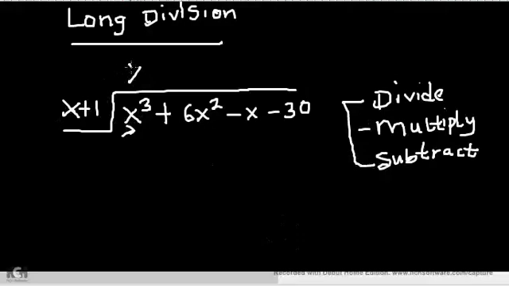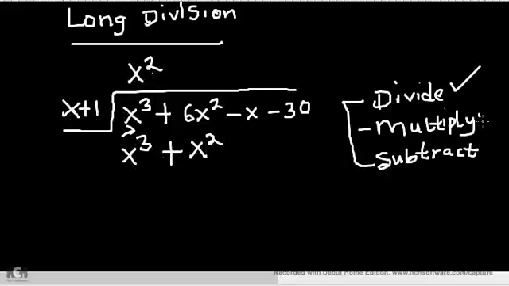You know very well that what I will have is x squared. So I have divided, then I now multiply x squared multiplied by x. Of course, that's going to be x cubed. x squared multiplied by 1, because I have to multiply everything, that gives me x squared. So I'm done with multiply.